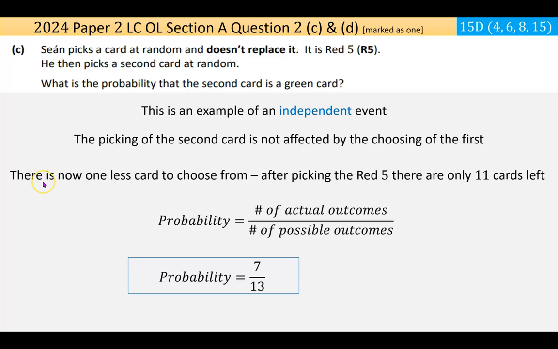So the picking of the second card is not affected by the choosing of the first. Because we've chosen one card and didn't replace it, we have 1 less card. So we start off with 14, or did we? I think I have a typo here. That should be 13, okay? So after picking the red 5, there are only 13 cards left. There was 14. There's our probability formula, which right now can maybe get you the low partial, depending on how the marking scheme is interpreted. But there's 7 possible green cards, okay? And there's now only 13 cards left in our selection. So our probability is 7 over 13. You can't simplify that. It's already in the simplest form.